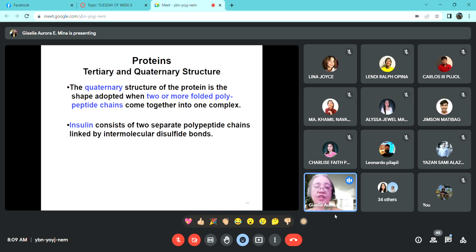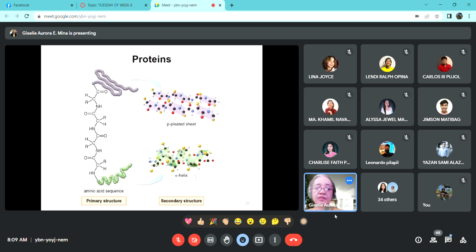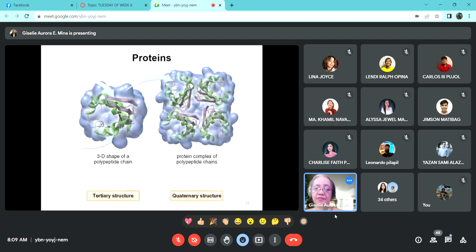The quaternary structure of the protein is the shape adopted when two or more folded polypeptide chains come together in one complex protein molecule. So insulin consists of two separate polypeptide chains linked by intermolecular disulfide bonds. You also have hemoglobin, which consists of four subunits of tertiary structure held together by intermolecular forces into a compact 3D shape. So this is your primary structure, and then you have the beta pleated sheet and the alpha helix. This is the 3D structure of your tertiary structure of protein because you have more intermolecular forces of attraction present in your tertiary structure.